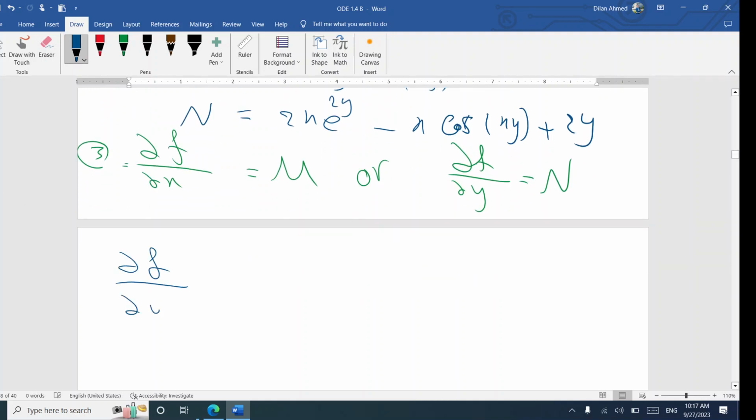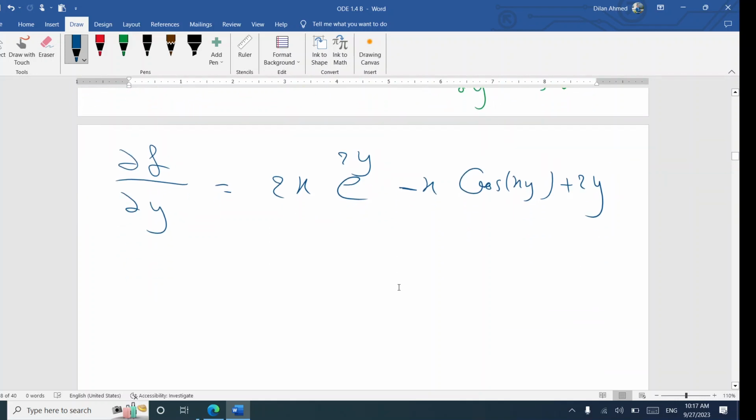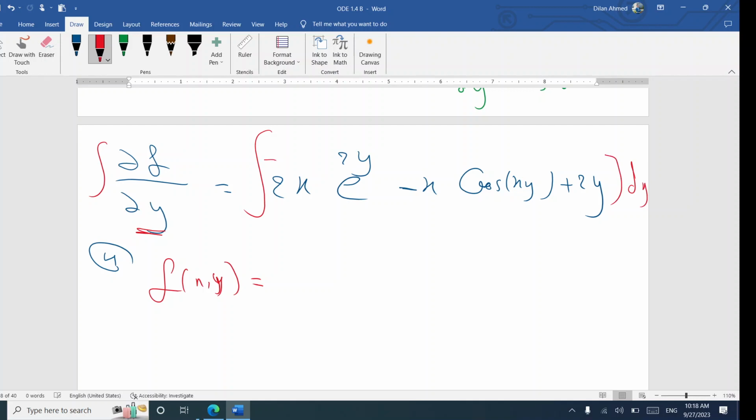Now, I will say partial f by partial y equals 2x e to the power 2y minus x cosine xy plus 2y. Why? Because partial f by y will be equal to N, that's why. Now, what's your duty? Can you tell me? What shall we do next step? Integral, for the fourth. Thank you, Vania. We want f, so the integral of the other side will be f of x, y. Am I right? Then integral by what? Here it's integral by y. The first example was by x because we used M. But in the second example you use N, so it should be by y. You got it, dear?